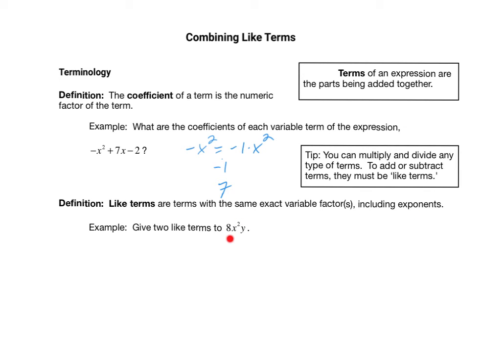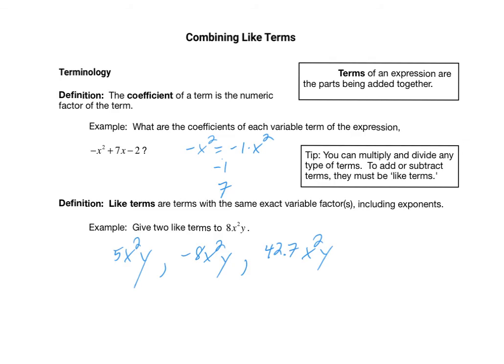So this is a term right here, 8x squared y. We want to write down a term that is a like term to 8x squared y. And it has to have the same exact variable factors, including the exponents on those factors. So technically, 5x squared y would be an example of a like term because the variable part along with the exponent is exactly the same. Or negative 8x squared y. That is a like term. Or 42.7 x squared y. These are all like terms because they have the exact same variable part, including the exponents on those variables.